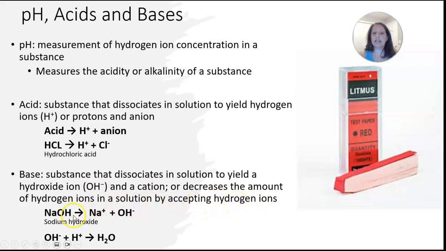Okay, so here's an example of a base. This is sodium hydroxide, so Na is sodium, and this OH here is hydroxide. If we were to put this into solution, it would dissociate or come apart, giving off a sodium cation and a negatively charged hydroxide ion. This hydroxide ion could then bind to protons, H+, forming water, and what that would do is bring down the hydrogen ion concentration. Okay?